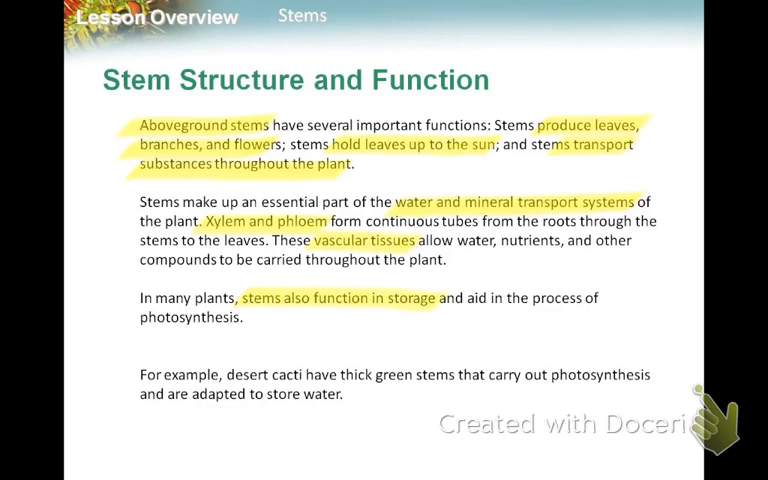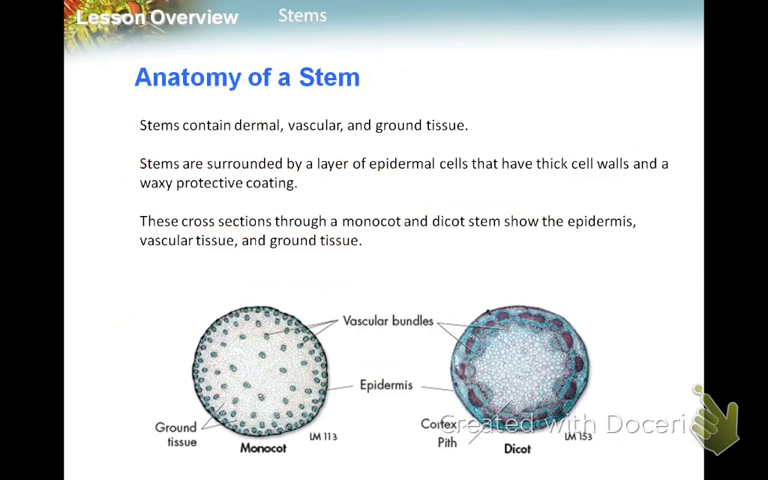Sometimes stems function as storage, and if the stems are green, obviously they contain chlorophyll and chloroplasts and they help with photosynthesis. Cacti have thick green stems that carry out photosynthesis and store water.